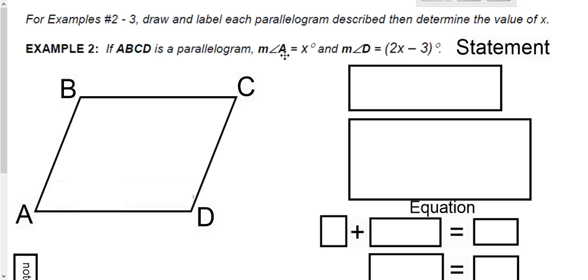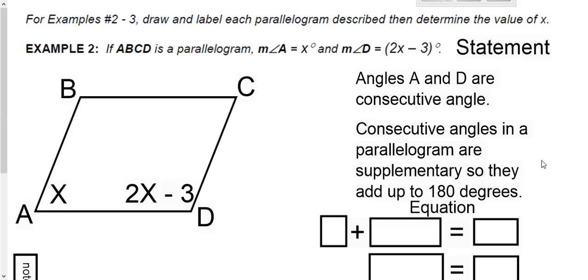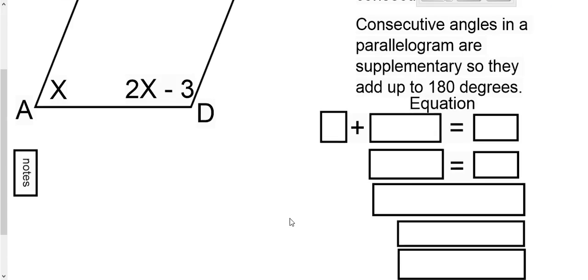So the measure of angle A is X. And the measure of angle D is 2X minus 3. So what's true about these two angles? Well, they're not opposite angles, they're consecutive angles. And what's true about consecutive? If you don't remember, you look at your notes. You know, first you pick out what kind of pair they are, then look at your notes. If you don't remember, the consecutive angles are supplementary. They add up to 180 degrees. So that's our equation for this one.